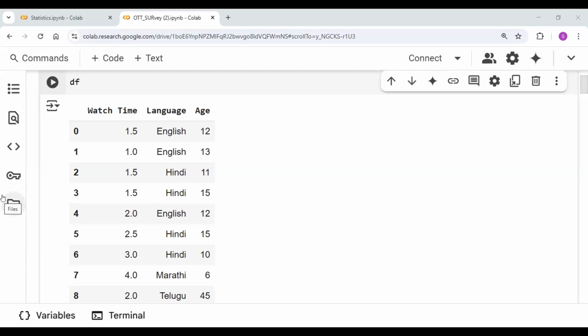So we have 10 records. We can see that the mean watch time is 2.5, and the average age is 19.9, so 20. Standard deviation 1.5. So we have all this, right? Is that what you're asking? Yes, exactly.